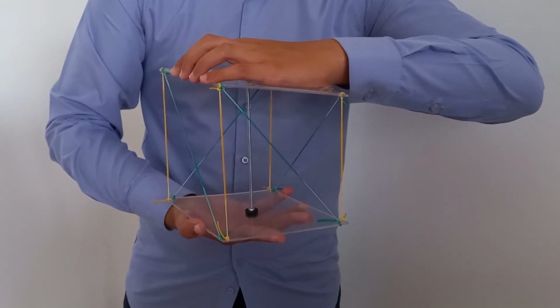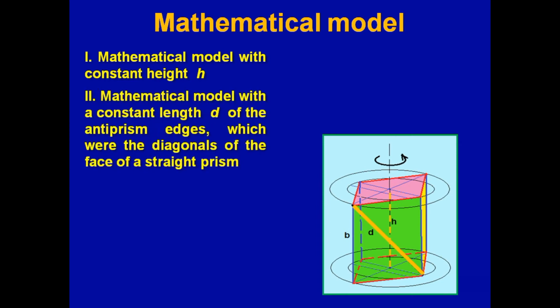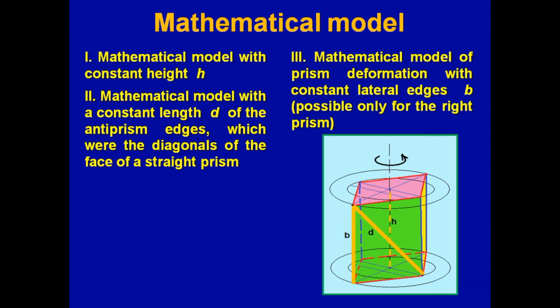the initial rectangle. The project considers various models for a twisted antiprism: a mathematical model with a constant height h; a mathematical model with a constant length d of the antiprism edges, which were the diagonals of the face of a straight prism; and a mathematical model of prism deformation with constant lateral edges b, which is possible only for the right prism. During the work, we investigated changing the position of the end of the side edge of the initial correct prism.